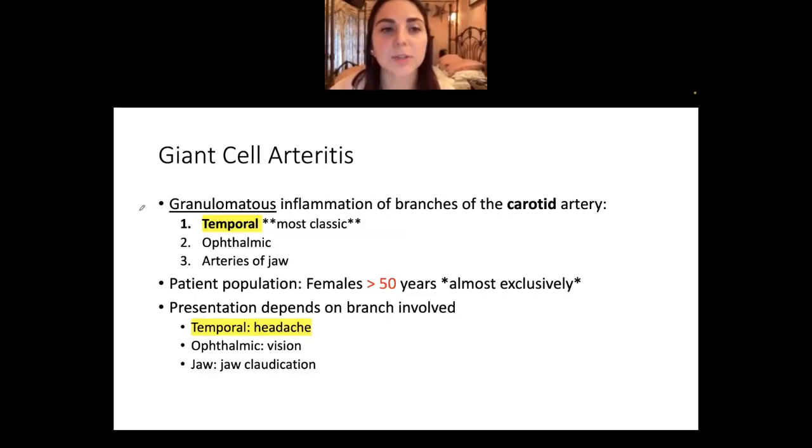But anyway, so giant cell arteritis, it is a granulomatous inflammation, so there are going to be granulomas present of the carotid specifically. So the carotid artery is one of those later branches off of the aorta, but then the carotid keeps splitting.